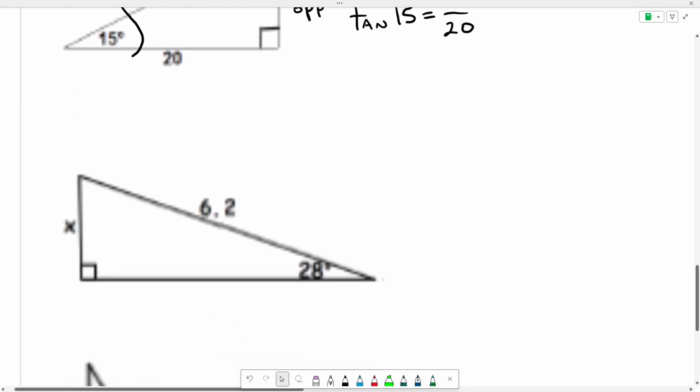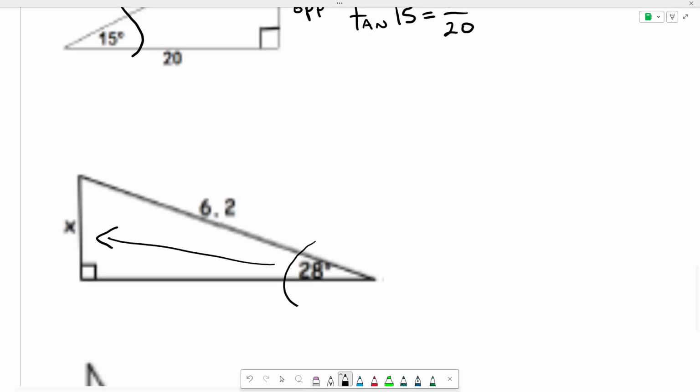Our next one here, here's my angle. I have the opposite side missing. This will be my opposite side. This is the hypotenuse. It's a good habit to get into of actually labeling everything to make sure you put stuff in the right spot. I have opposite and hypotenuse, so that would be the sine of 28 is equal to the opposite side, x, over the hypotenuse.